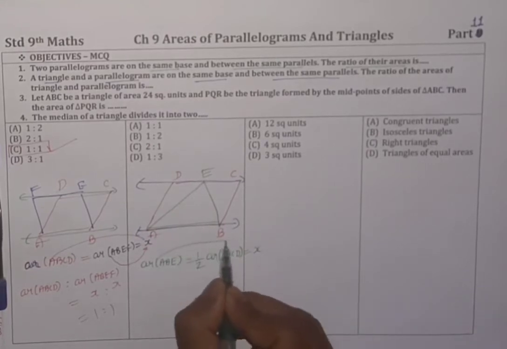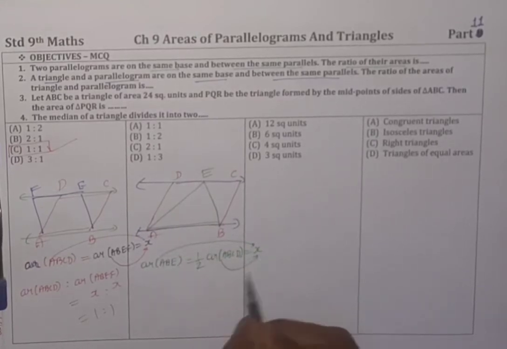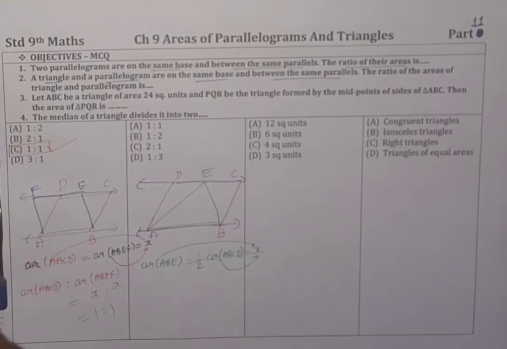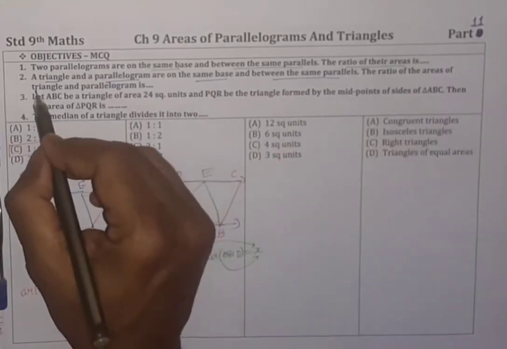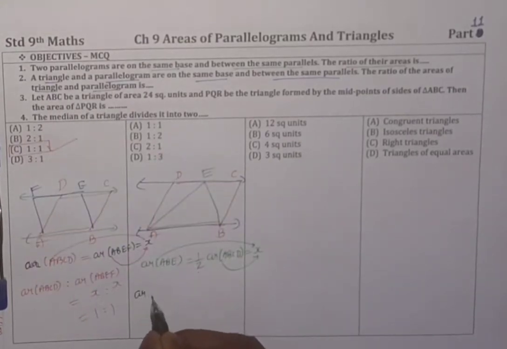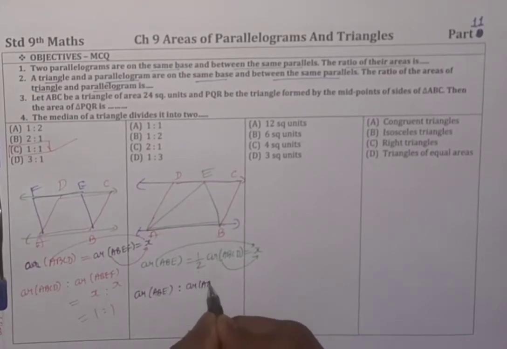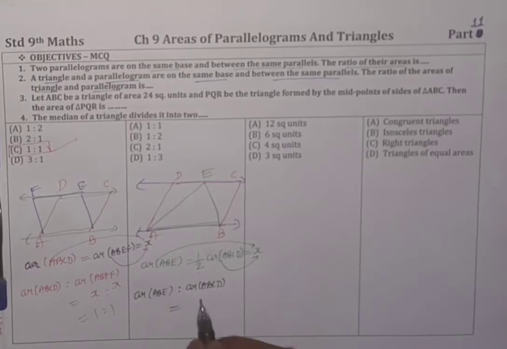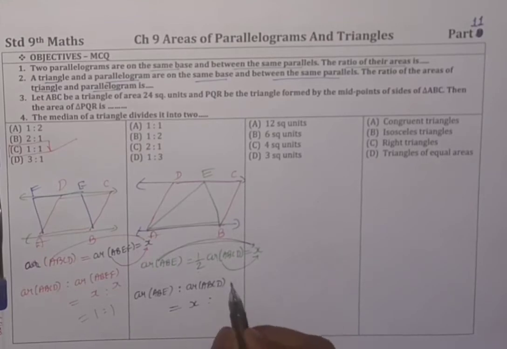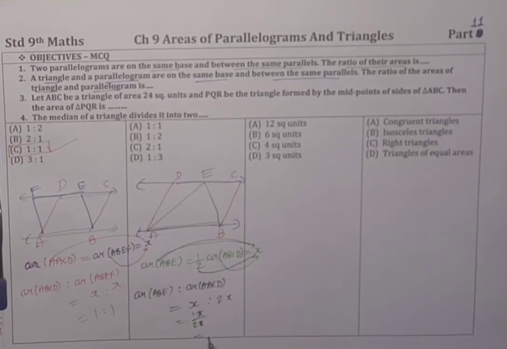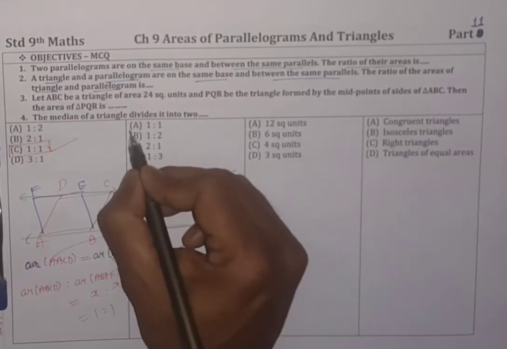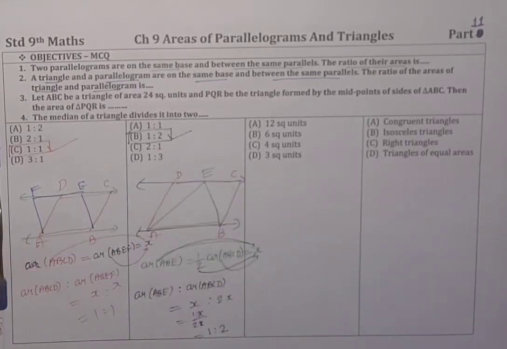to X. So what is the area of the triangle? X. What is the area of the parallelogram? That will go here, 2X. So be careful. Now once again, the ratio of areas of triangle first and then parallelogram. Area of triangle ABE is to area of parallelogram ABCD is equal to X is to 2X, that is X upon 2X, X cancels, so 1 upon 2 remains, so 1 is to 2. That is the ratio, children.